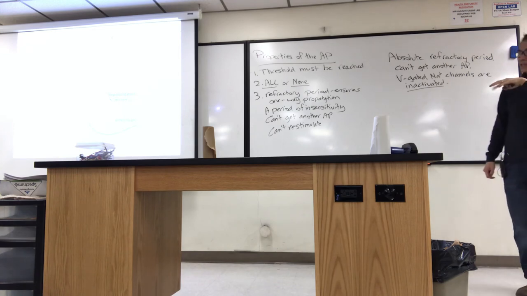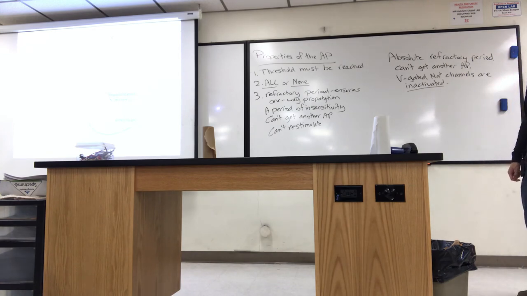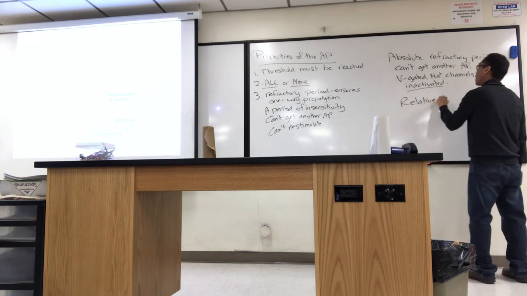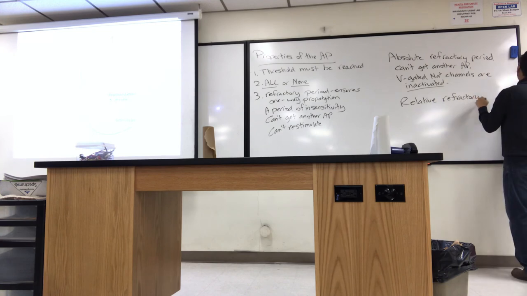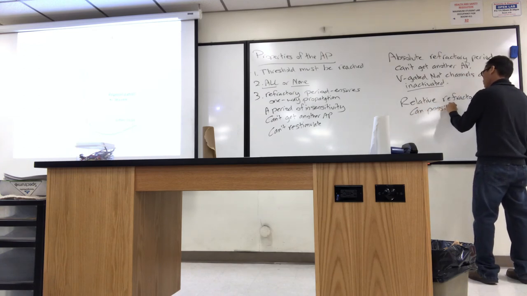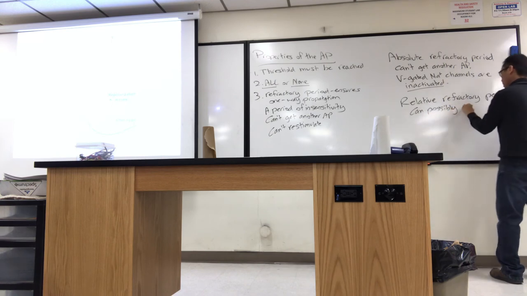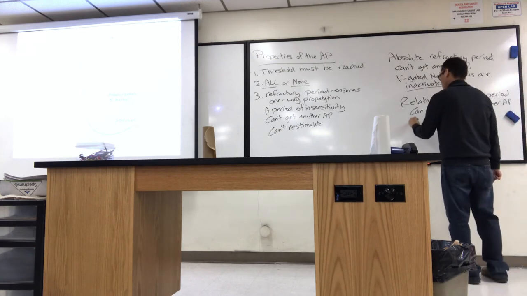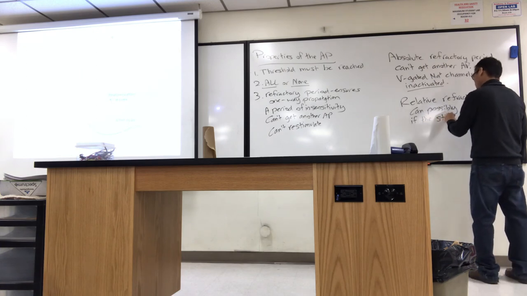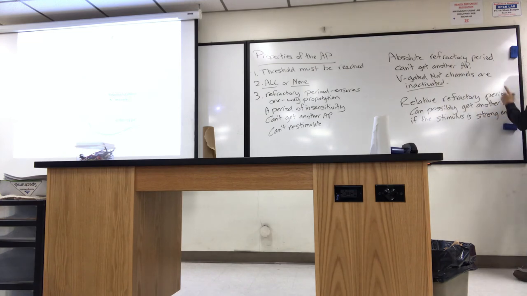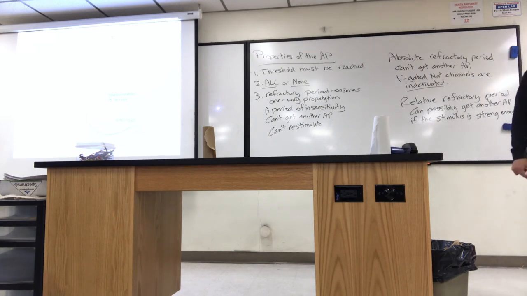But then you get to the dark blue where it's like, okay. You usually don't get another action potential, but you could if the stimulus is big enough. Relative: possibly get another AP if the stimulus is strong enough. Look at where they shade the dark blue. This is during the hyperpolarization.